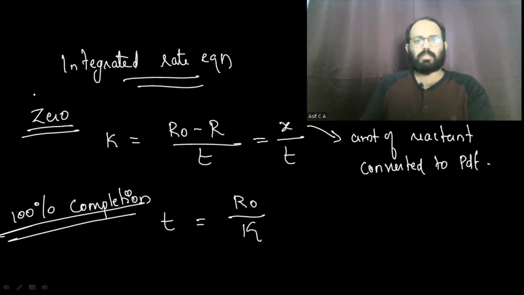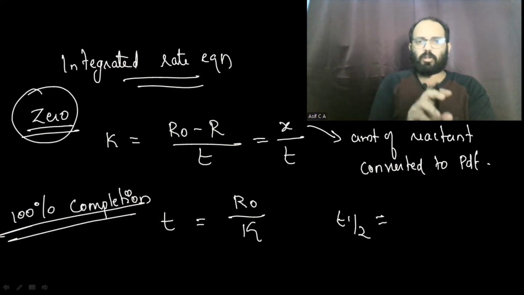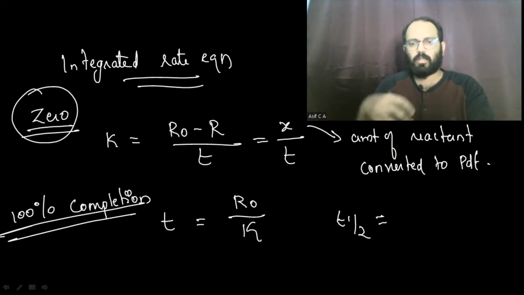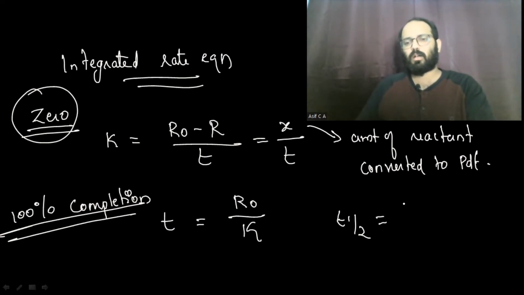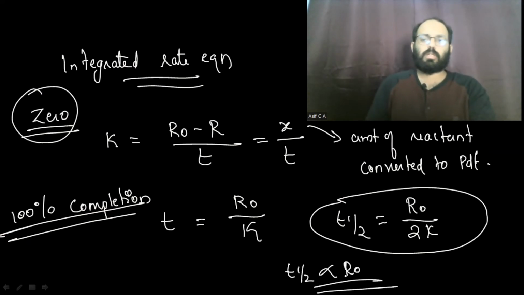Then zero order t half. What is t half? T half is half life, right? So the time required for the reactant's concentration to become 50% is t half. So t half for zero order is equal to r naught by 2k. From this equation we get the idea that t half is directly proportional to initial concentration for zero order. Okay?